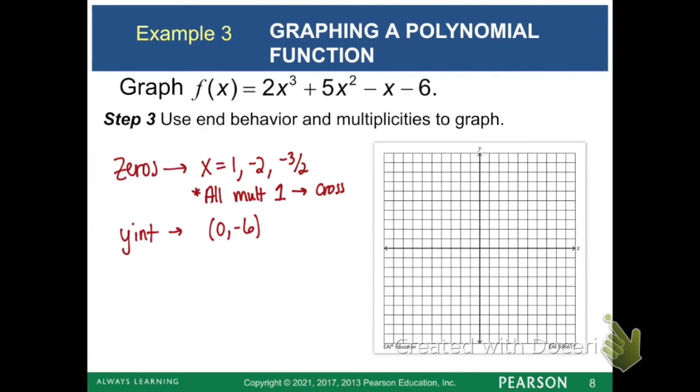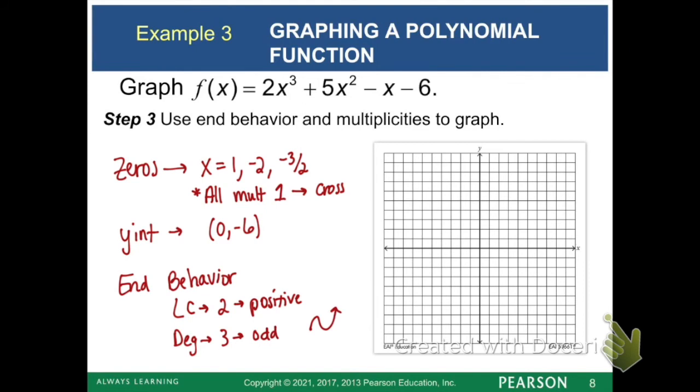So now we're almost ready to graph our polynomial. We have our 3 zeros. All of them had multiplicity of 1, so we're going to cross at each of those zeros. We have our y-intercept. Now we just need to figure out what our end behavior is. What should our ends do on the graph? Our leading coefficient is 2, which is positive, so we're going to end going up. And our degree is 3, which is odd, so my arrows are going to go in opposite directions.